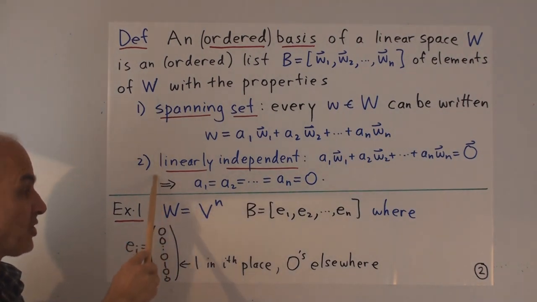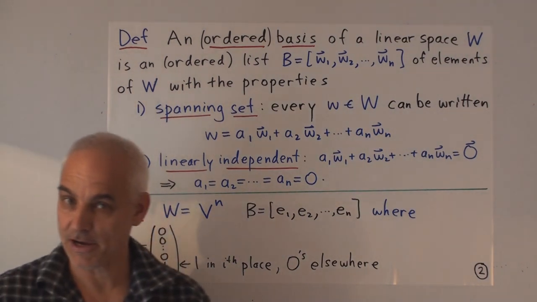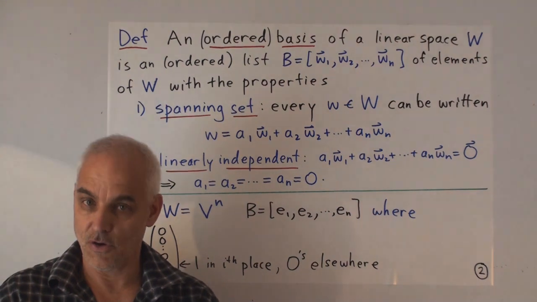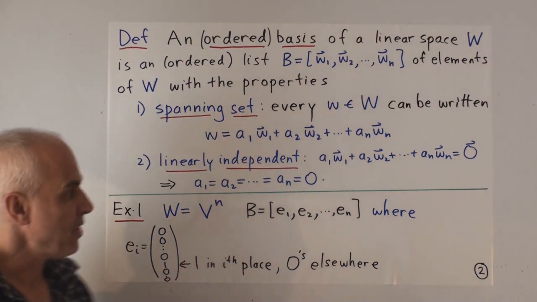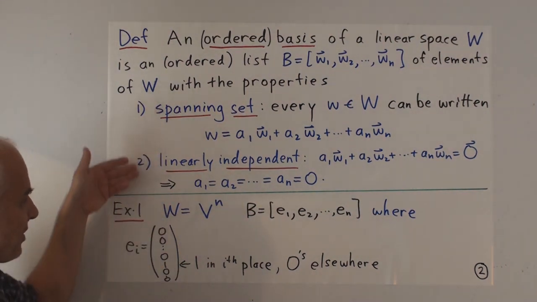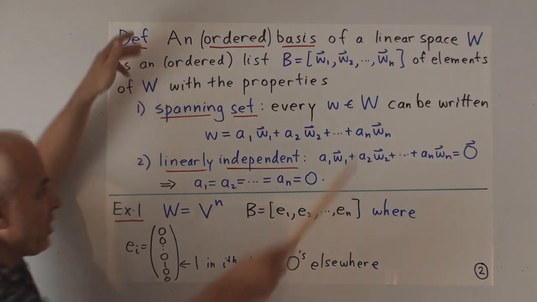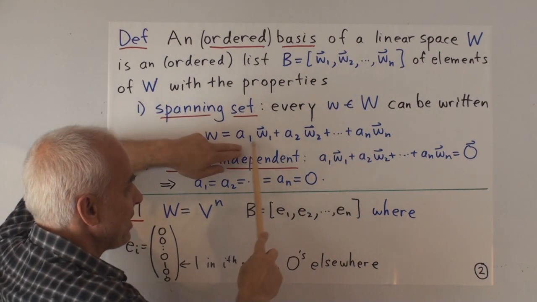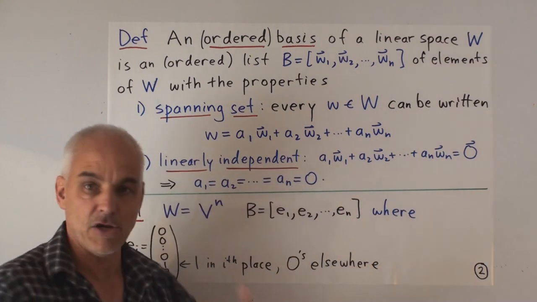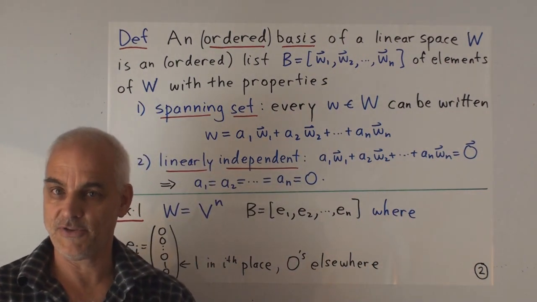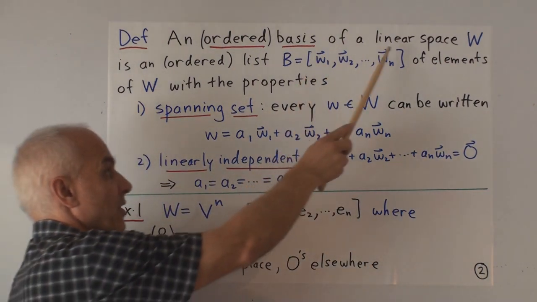So I hope these two definitions are familiar to you. We've spent some time talking about them in the context of column vectors. We're now saying that we can adopt those definitions to a general linear space because the basic ingredients just involve taking linear combinations of vectors or elements, and we can do that in a general linear space.